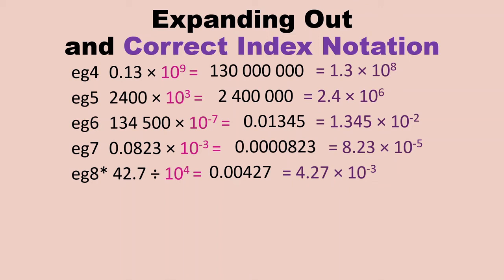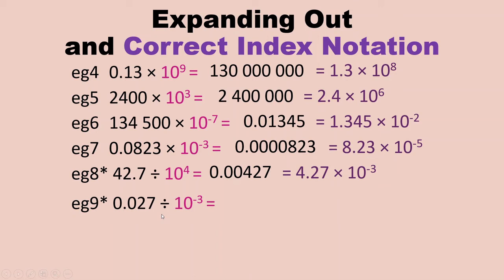One more example. Again, what's wrong with this one? It's not a value between 1 and 10. And it's not being multiplied by some base 10 value. It's being divided. So let's first work this out. So we'll expand it out, and then we'll convert it back to the correct index form.